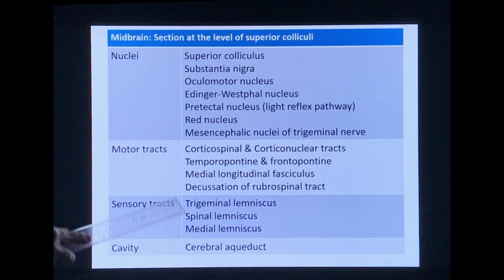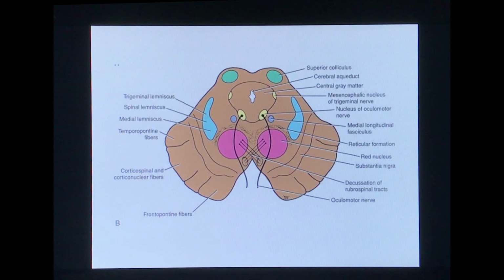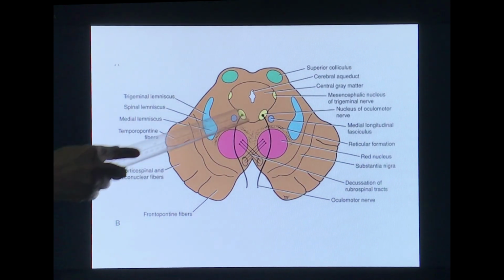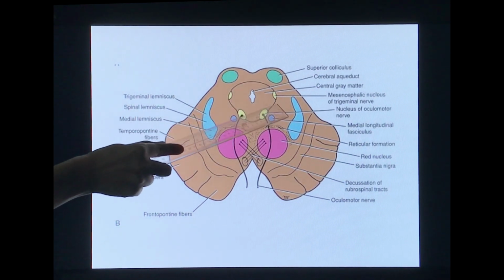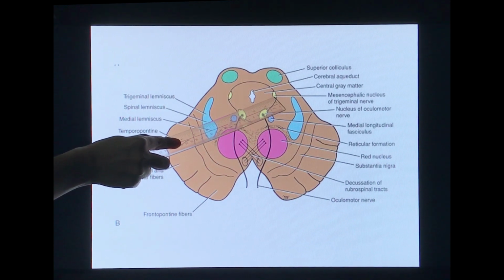Okay, sensory tracts include all the lemniscus except lateral lemniscus, because lateral lemniscus terminates in the inferior colliculus. So no more lateral lemniscus is seen over here because it terminates in the inferior colliculus. This section is above that, so that's why there is no lateral lemniscus. So only trigeminal, spinal and medial. Cavity is the same, cerebral aqueduct. So here you can see this is the cerebral aqueduct, and the mesencephalic nucleus of trigeminal nerve.